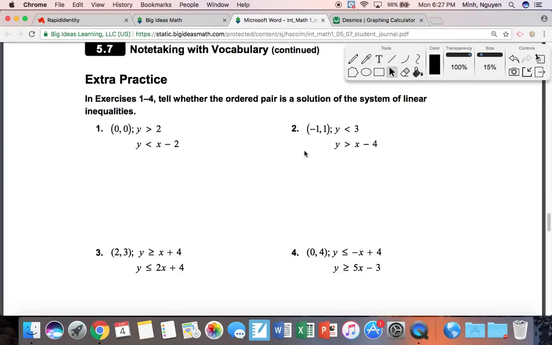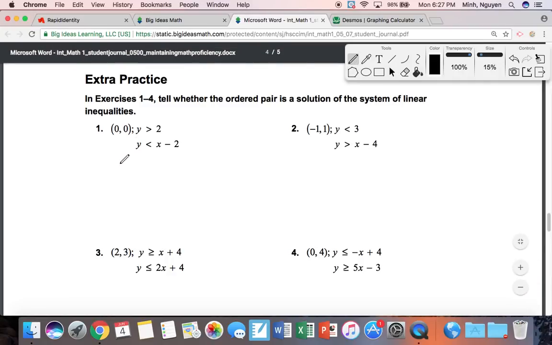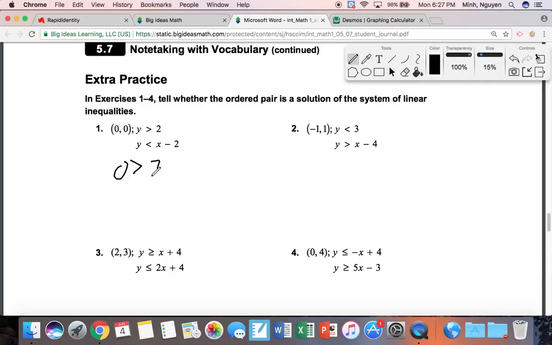Tell whether the ordered pair is a solution of the system. So again, these are very similar to systems of equations. As a reminder, does a solution have to work for one or both equations, or in this case, inequalities? And the answer is both. So we have to check both. 0 is greater than 2. Well, it already doesn't work, so we don't even have to check the other one. It has to work for both. If it doesn't work for one, it doesn't matter. So this is no, not a solution.